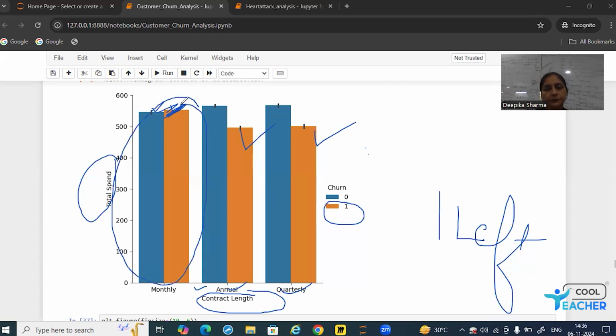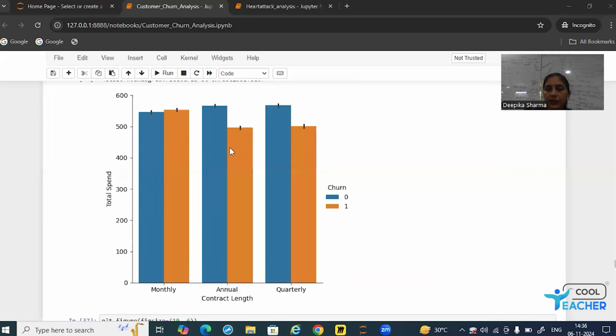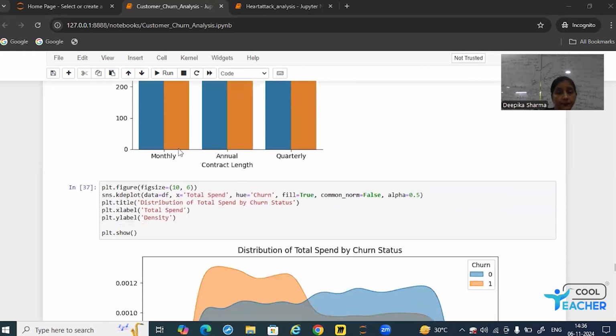So what does it mean? The majority of the people are leaving the subscription in monthly cases. So one has to think about why in annual or quarterly the subscription is still there. The people are using the particular product services, but in monthly, the majority of people have left the subscription.